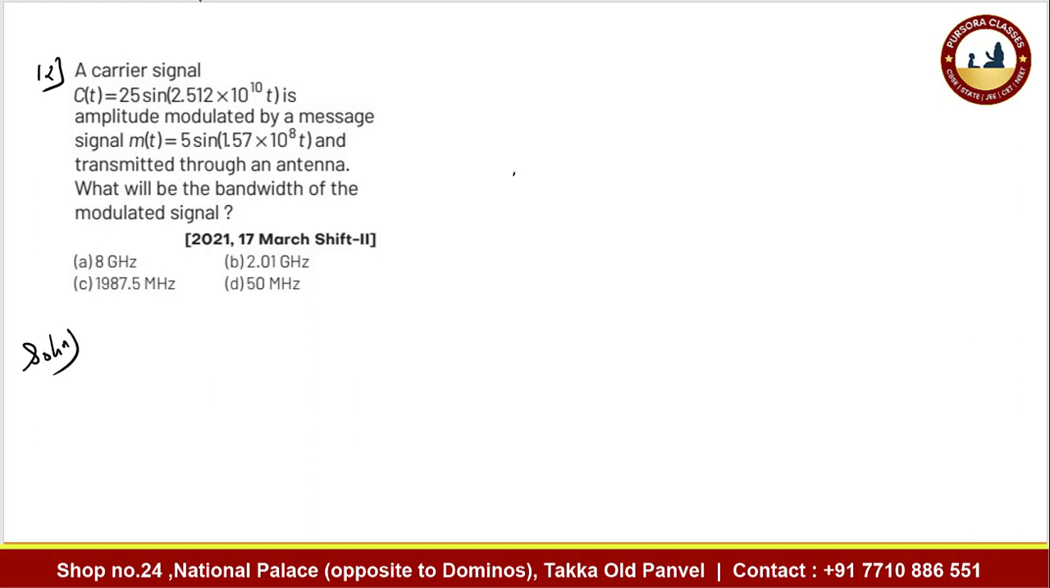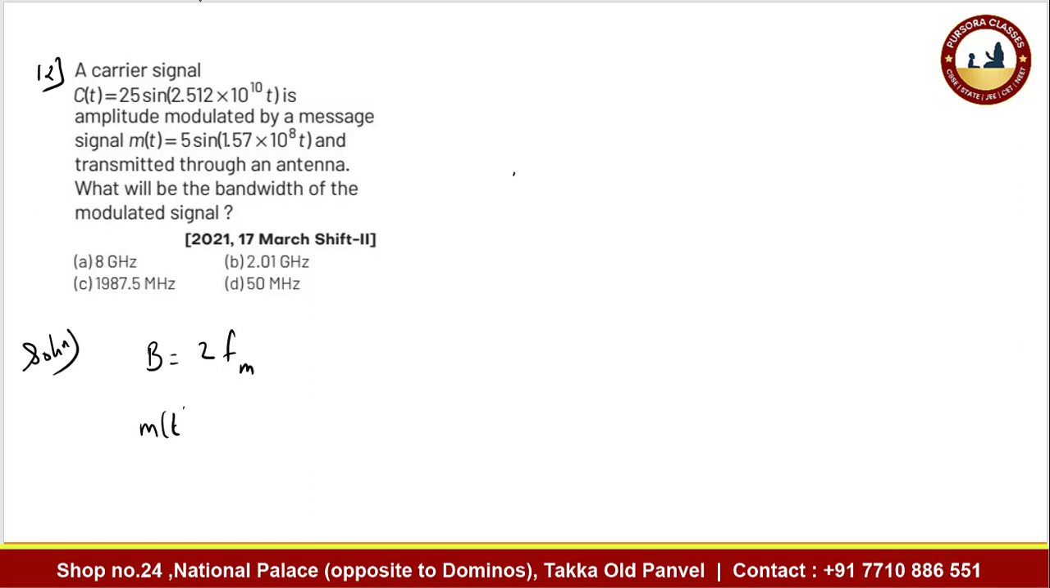In the next question, a carrier signal is given as 25 sine 2.512 into 10 raised to 10 t, which is amplitude modulated by a message signal. The message signal is given as pi sine 1.57 into 10 raised to 8 t and transmitted through an antenna. What will be the bandwidth of the modulated signal? The bandwidth of the modulated signal is twice the frequency of the message signal. So first you have to find the frequency of the message signal.